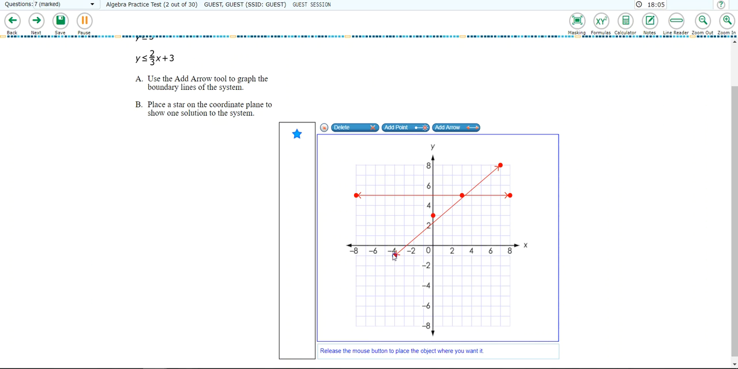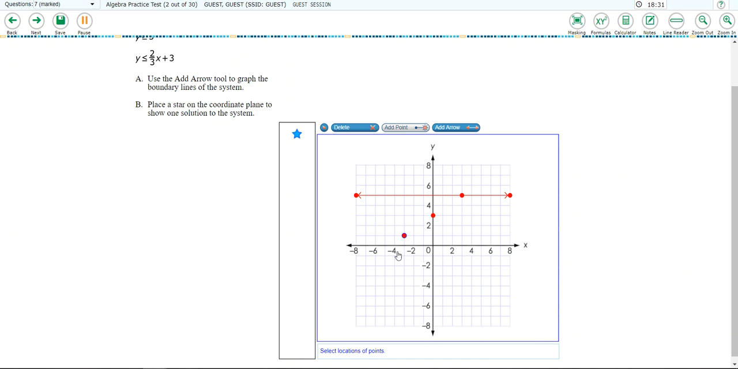And you see that's not exact, and I need it to be exact, because if it's close like this, that's going to be wrong. So I'm going to delete that point and that point. And remember, my slope is 2/3, right? So up 2 to the right 3, down 2 to the left 3.